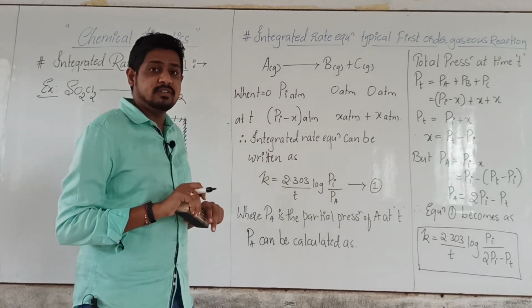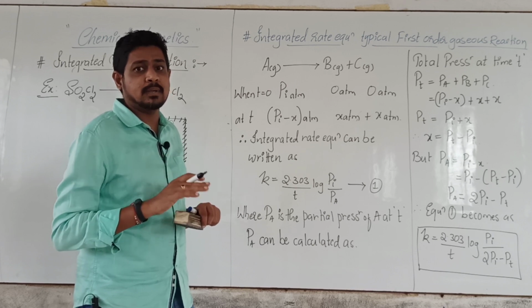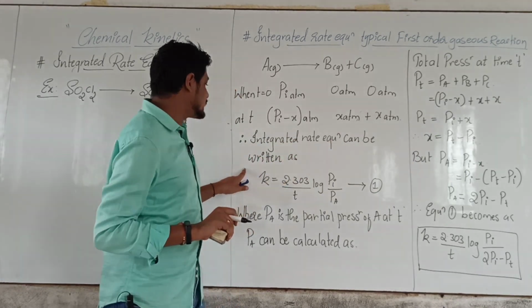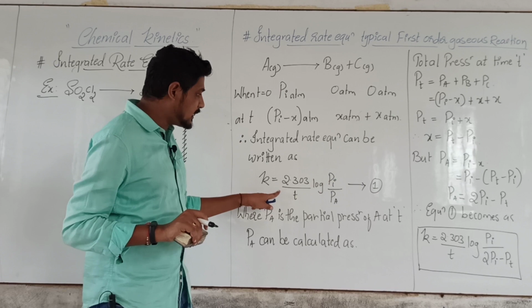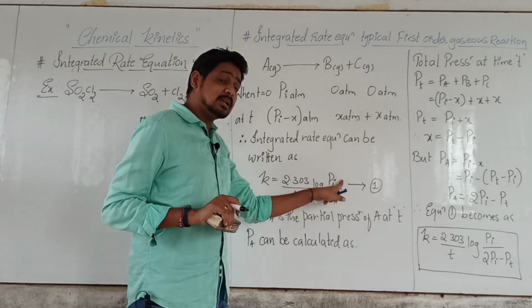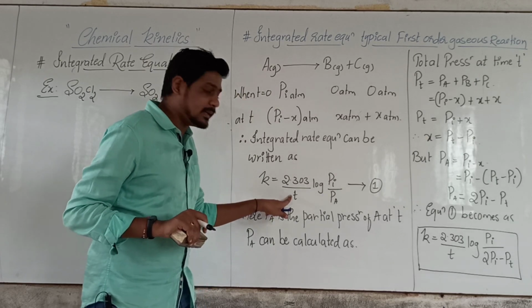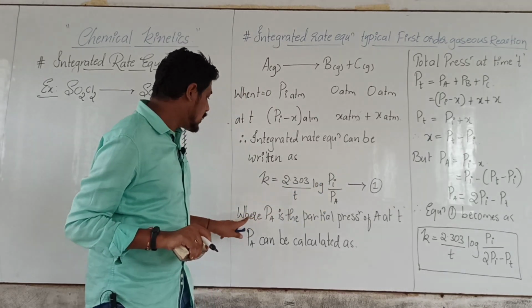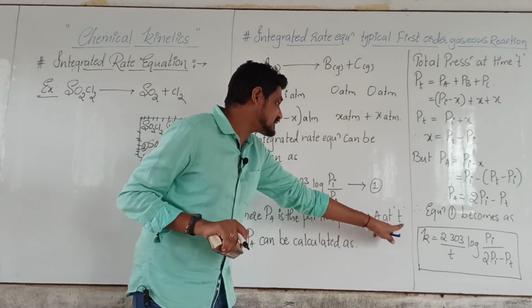We know that if the gaseous reaction is taking place, the integrated rate equation can be written as K is equal to 2.303 divided by T log of initial pressure divided by the pressure of A at a time T. So Pi divided by Pa, where Pa is the partial pressure of A at a time T.